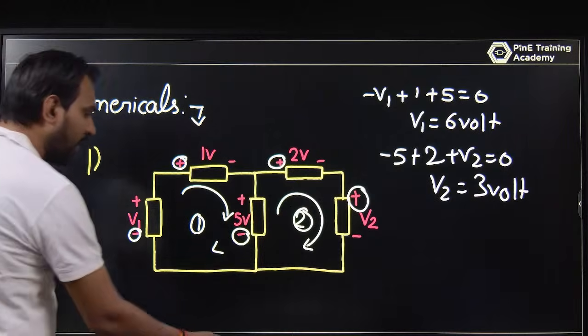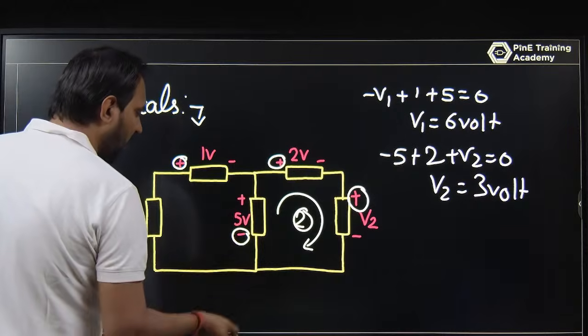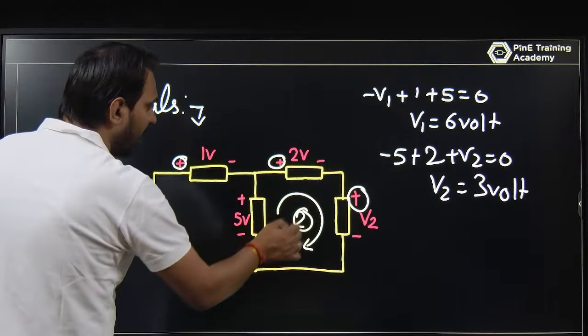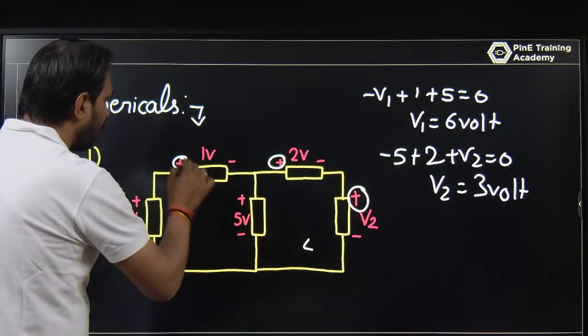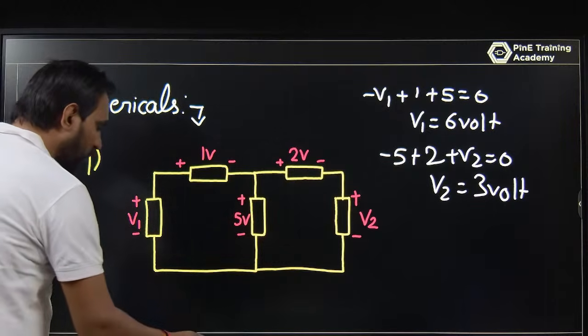Okay, if you want, you can check it also. You have a value of V1, you have a value of V2. Let's check and determine whether the algebraic sum of voltage is equal to 0 or not. Just check it. I am using a bigger loop.